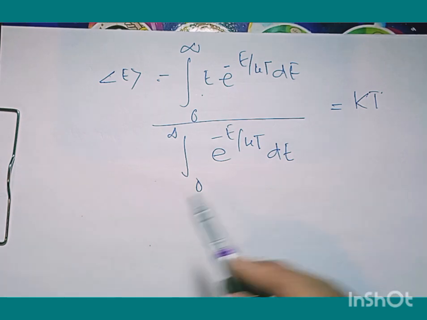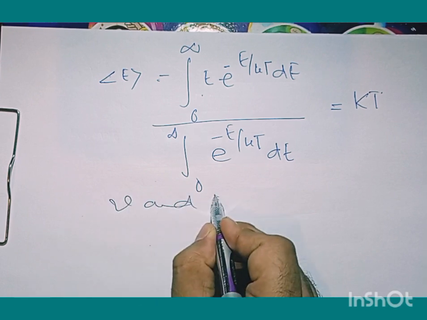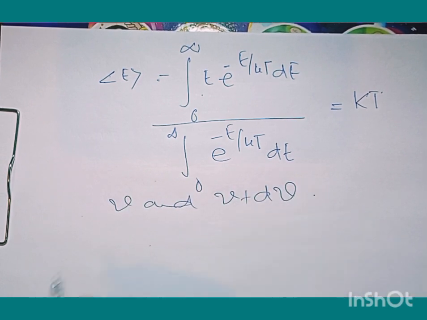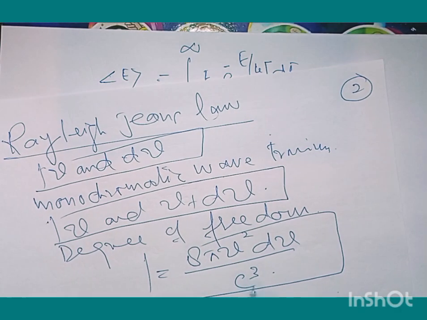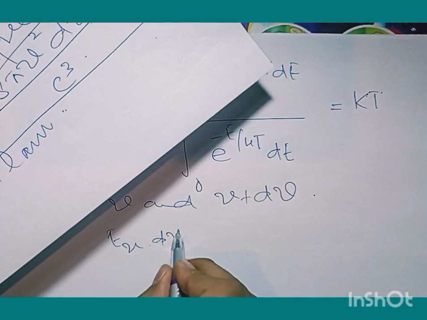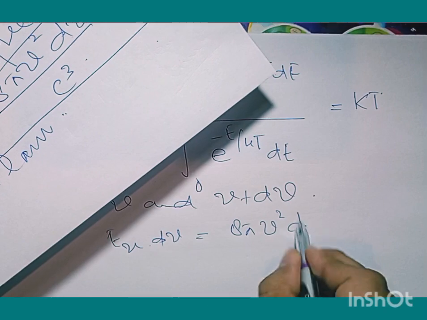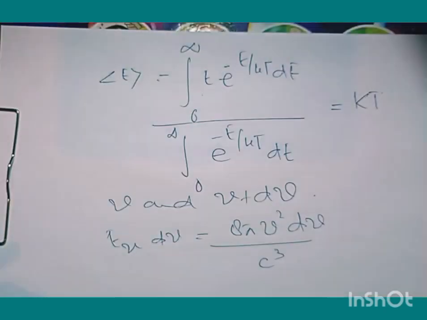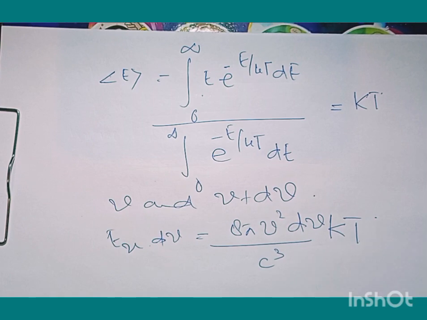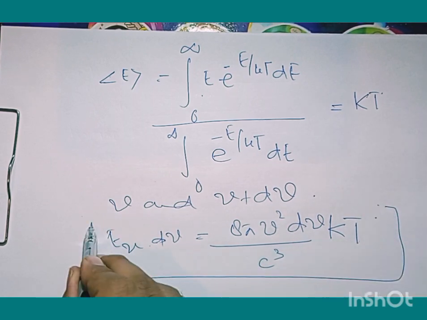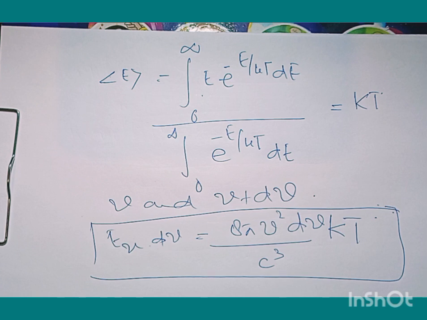And the energy per unit volume in the frequency range of nu and nu plus d nu can be written as E nu d nu, which is 8 pi nu square d nu by c cube times kT. Now, this equation is what is called Rayleigh-Jeans radiation law. And this equation is derived purely from classical assumptions, classical postulates, classical laws.